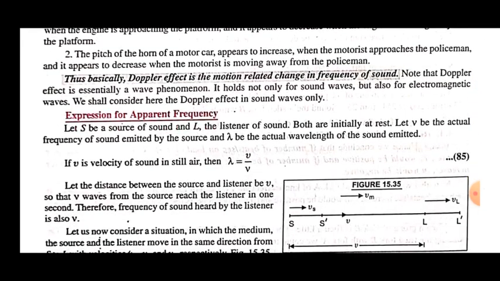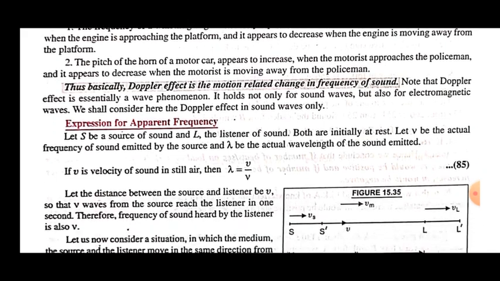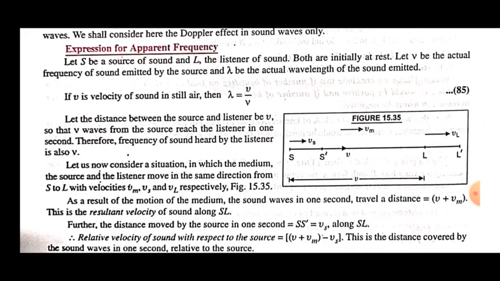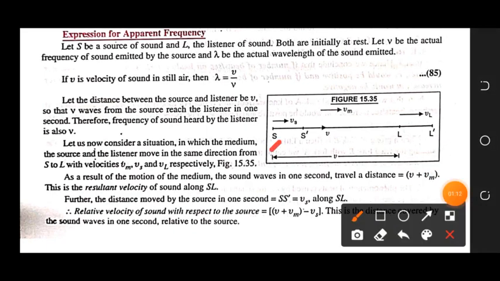So let's see how we can find the expression for the apparent frequency, because the frequency that appears to be heard by the listener is known as the apparent frequency. We are never listening to the actual frequency. Here you can see one by one. First, for the expression of apparent frequency, there is a figure, 15.35, and in this figure we have first of all the source you can see here.